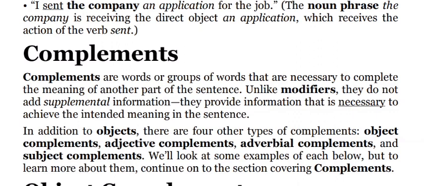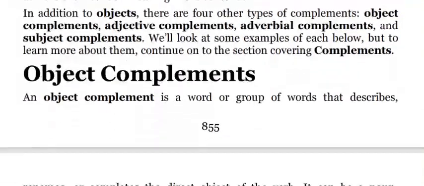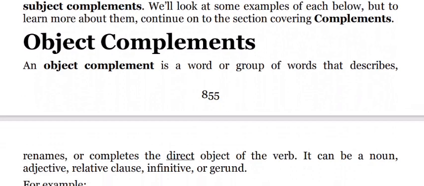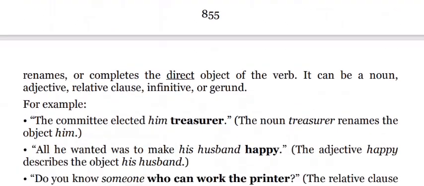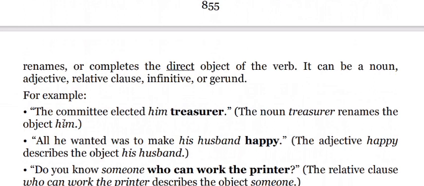We will look at these examples step by step. Object complements. An object complement is a word or group of words that describes, renames, or completes the direct object of the verb. It can be a noun, adjective, relative clause, infinitive, or gerund. For example, the committee elected him treasurer. The noun treasurer renames the object him.